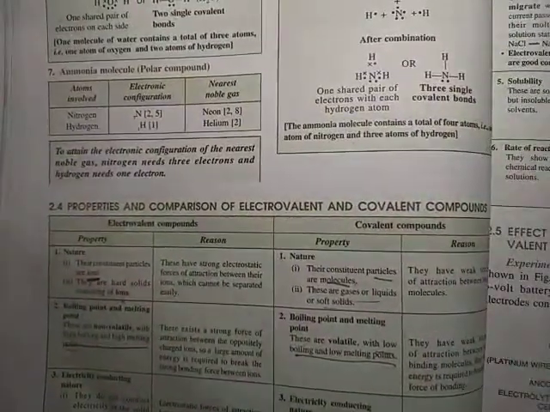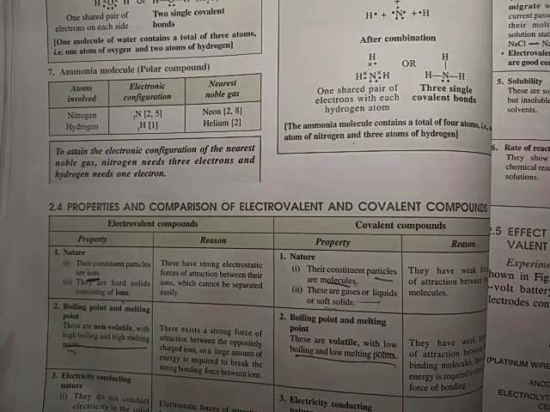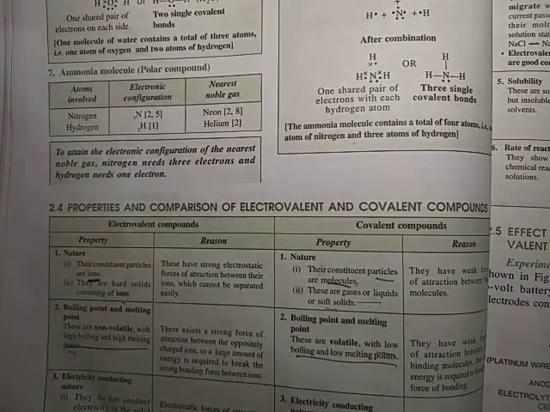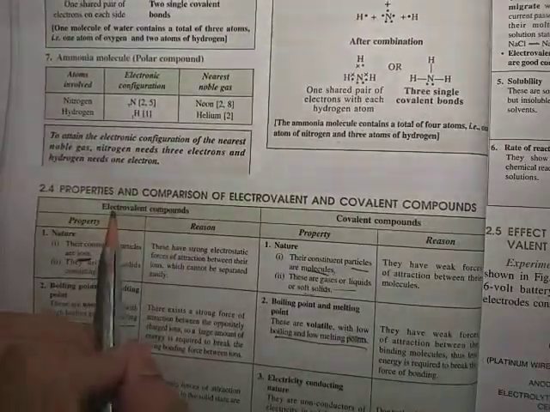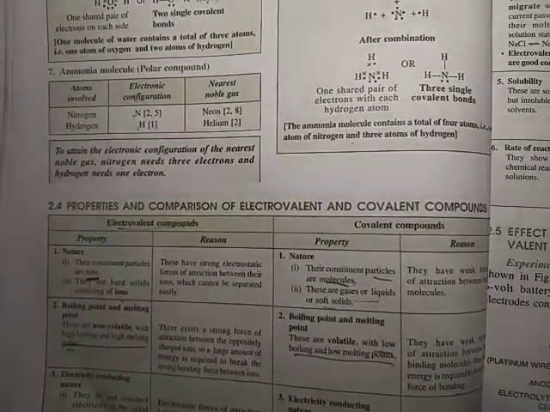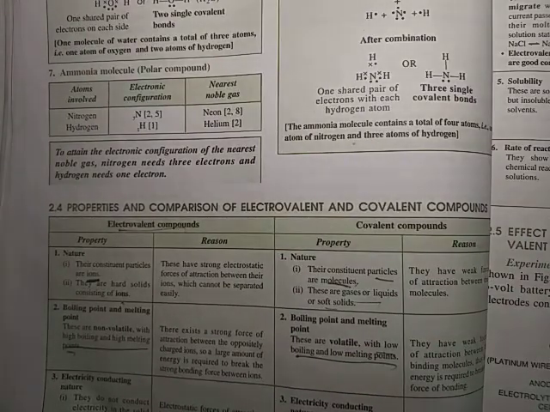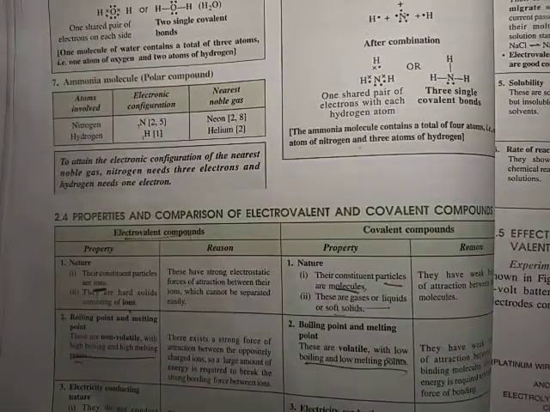Generally, ionic solids, electrovalent compounds have very high melting and boiling points, but covalent compounds have low melting and boiling points. Why? Because the bonds are easily breakable. On the contrary, in case of ionic solids or electrovalent compounds, we cannot break the ions. Why can we not break the ions? Because they are formed by very strong electrostatic force of attraction.